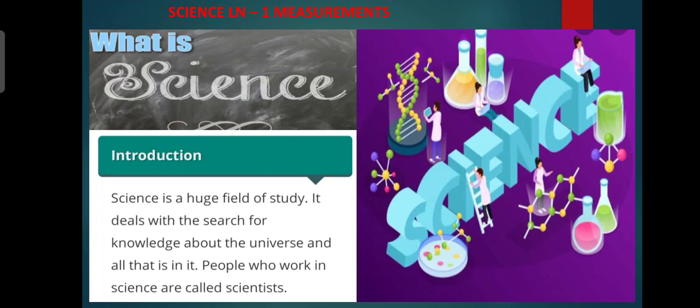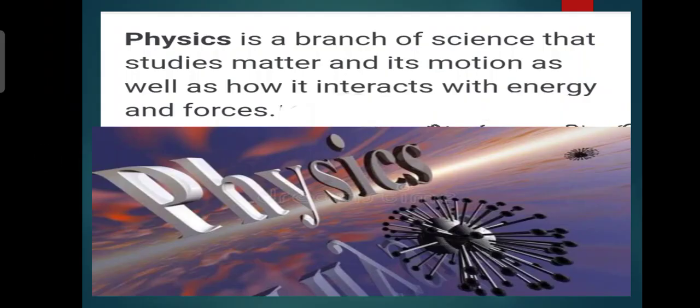Scientists believe there is a natural explanation for most things. For any problem they try to understand the cause so they can come up with a solution. The process that scientists use to solve a problem is called the scientific method. Now move on. Physics.